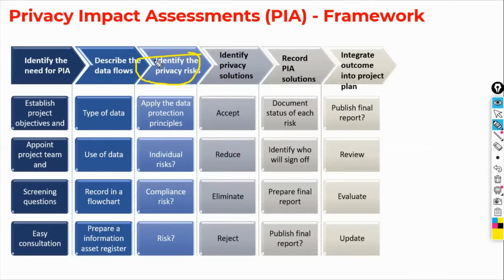Then once we have identified the risk, we need to identify the proper solution. Then we need to record those solutions. Now integrate the outcomes into the project plan. We need to integrate those outcomes into the project plan. So this would be the overall flow of the privacy related framework, or you can say privacy impact assessment.